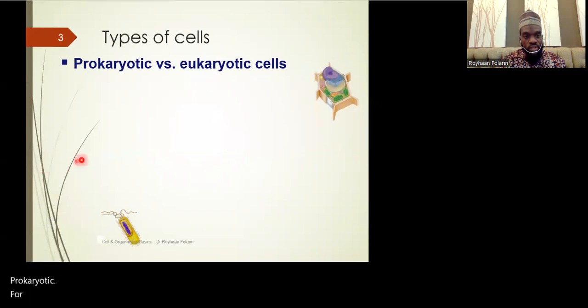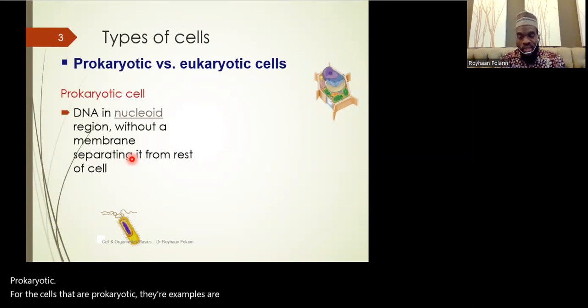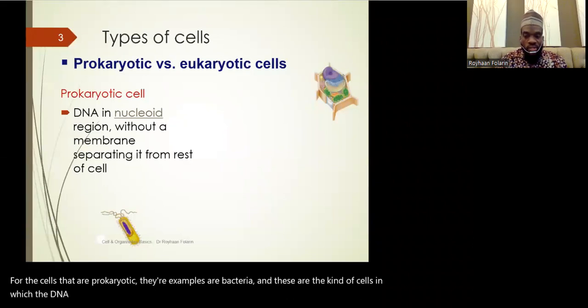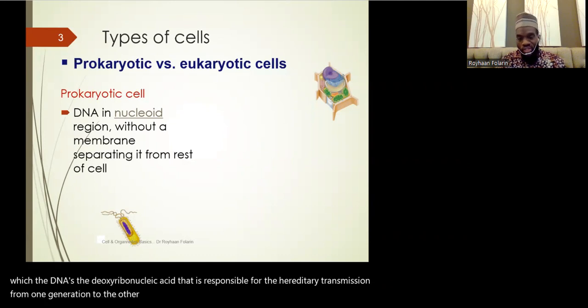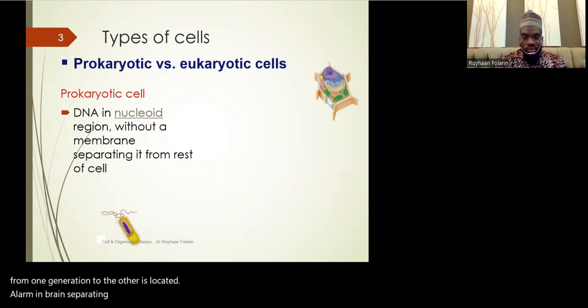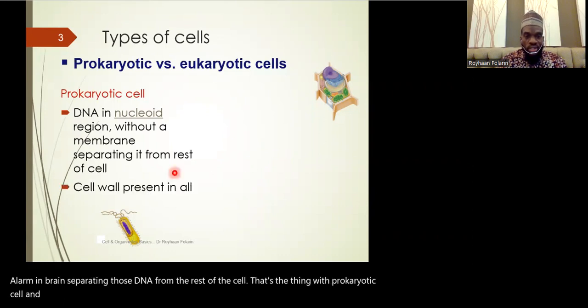Prokaryotic cells, for example bacteria, are the kind of cells in which the DNA, the deoxyribonucleic acid that is responsible for hereditary transmission from one generation to the other, is located within a membrane separating the DNA from the rest of the cell. That's the thing with prokaryotic cells. And usually, cell walls are always present in all types of prokaryotic cells.